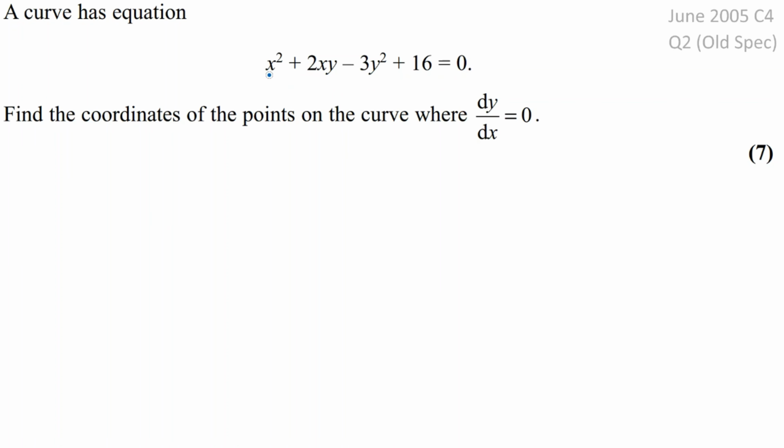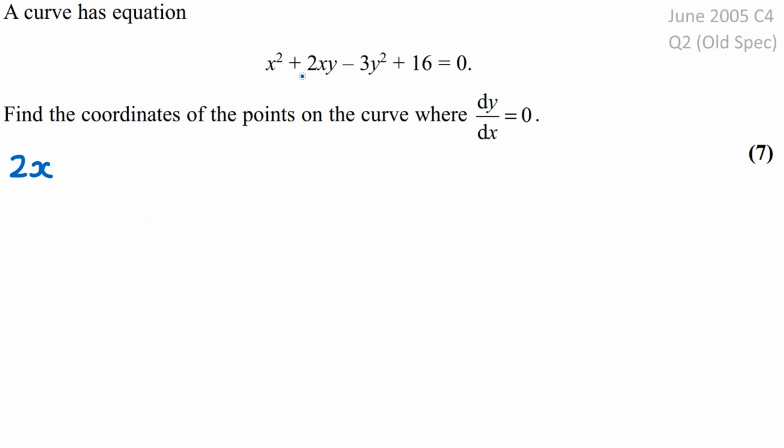So if we start with this side, if you differentiate x squared, you get 2x. If you differentiate 2xy, I've already gone through in this video how to differentiate xy using the product rule. If you differentiate 2xy, you get 2x dy over dx plus 2y. And if you differentiate minus 3y squared, again, I've already gone through in this video how to differentiate y squared using the chain rule. You get dy over dx multiplied by 2y.